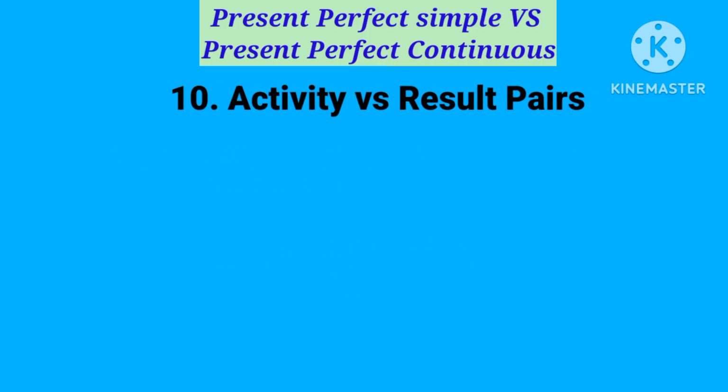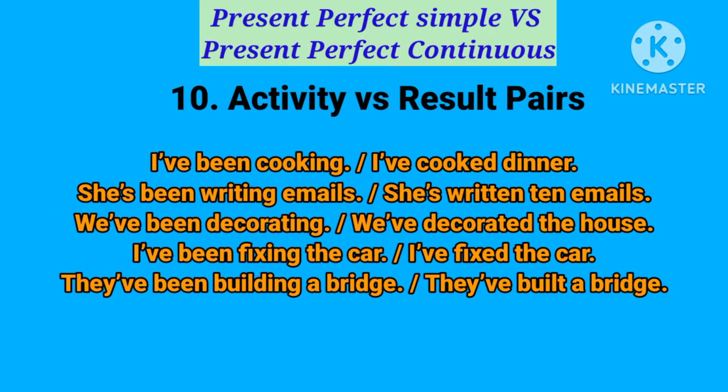Number 10, activity versus result pairs. Very useful. This point is very useful for you. I've been cooking. I've cooked dinner. In the first example, I've been cooking, the activity, process, and duration is important. You look tired. Maybe the food is not finished yet, but it could be. And the experience of cooking is important. In the second example, I've cooked dinner. The result is important. The result is that the dinner is ready and the action is finished.